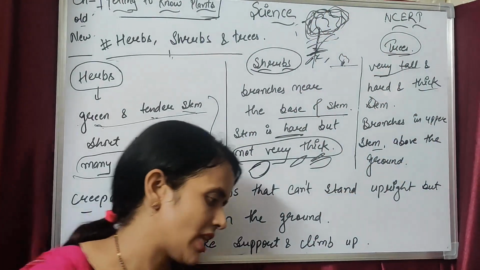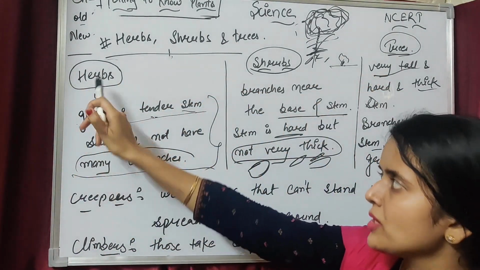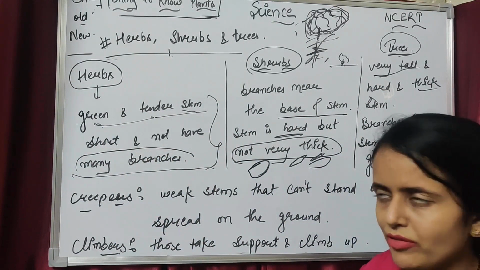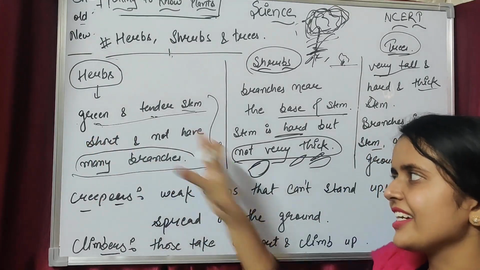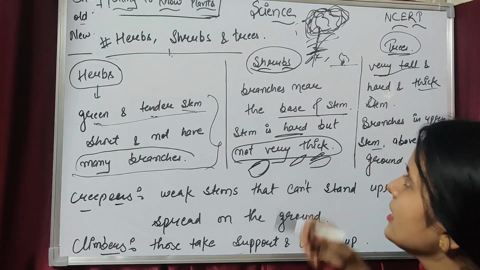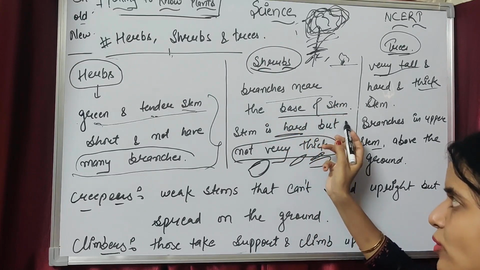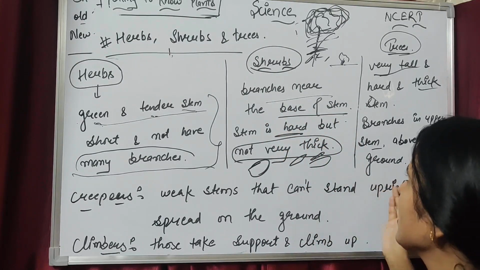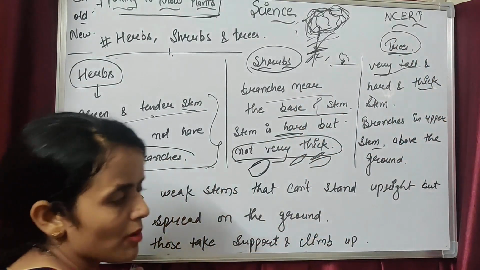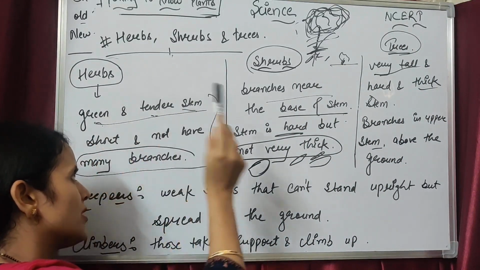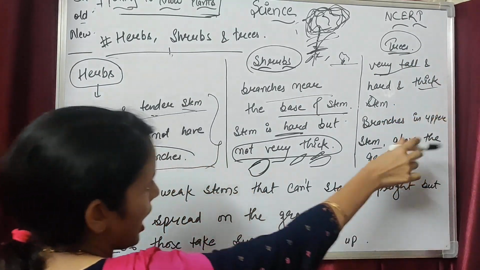Clear? So these are the classification of 3 types of plants: herbs, shrubs and trees. Herbs: green and tender stem. In herbs you have to remember that these are very soft, you can say softy trees. They are green and tender stems, short, not many branches. Shrubs are not very soft, not very hard. Medium tree, branches near the base of the stem. Stem is hard but not very thick. Trees are very strong. You can say soft person, medium person and very strong person. So in trees also soft tree, medium tree and strong tree. Very tall, hard, thick stem, branches on the upper stem above the ground.